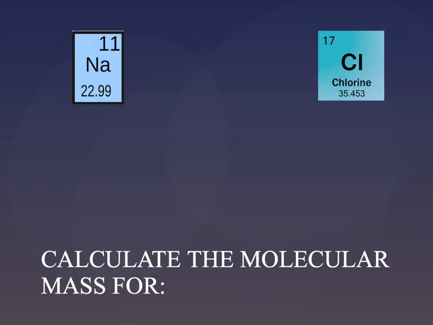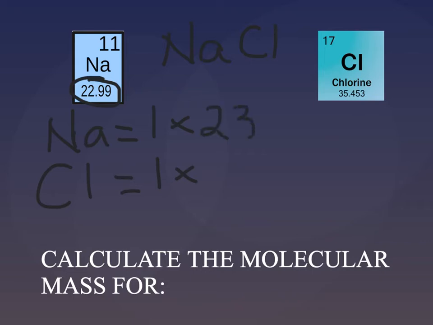Let's do another example. Let's do it for sodium chloride. How many atoms of sodium do you see? There is only 1. How many atoms of chlorine do you see? There is only 1 again. Remember to multiply this number by the atomic mass, already rounded. Sodium has 22.99. We will round it as 23. And the chlorine value will be 35.